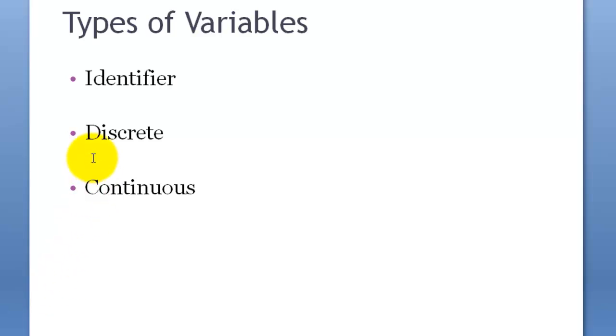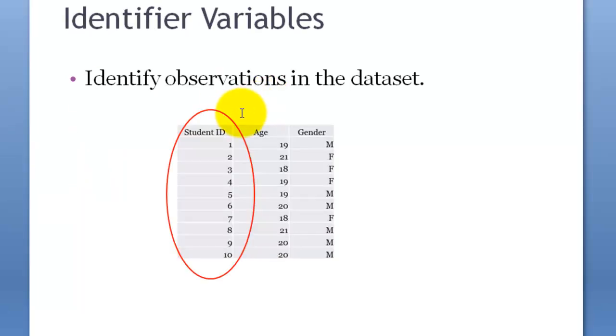Okay, types of variables: identifier, discrete, and continuous variables. An identifier is something that identifies the data. For example, 1 is unique to this student, and student ID can be 1, 2, 3, 4. That's a unique, identifiable variable. That's why it's called an identifier.